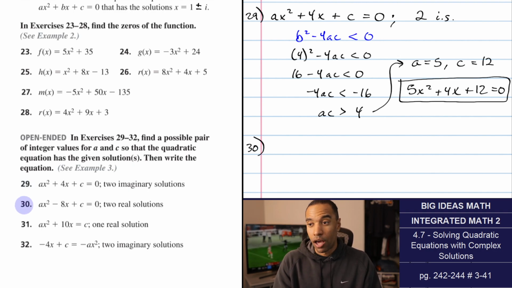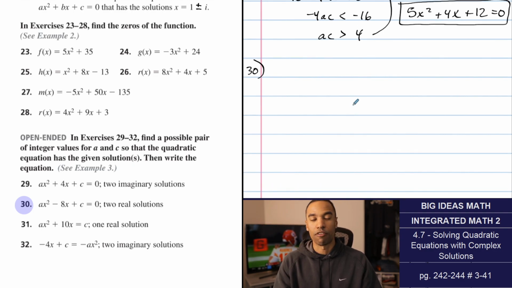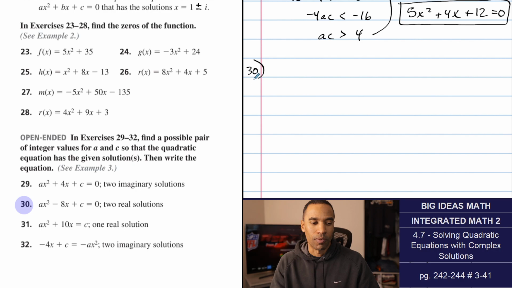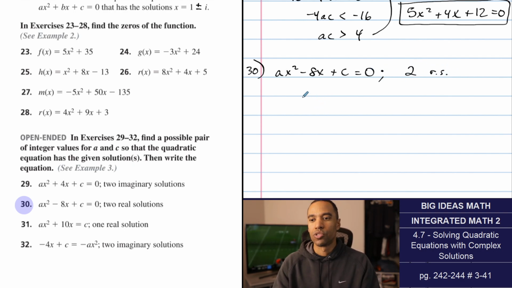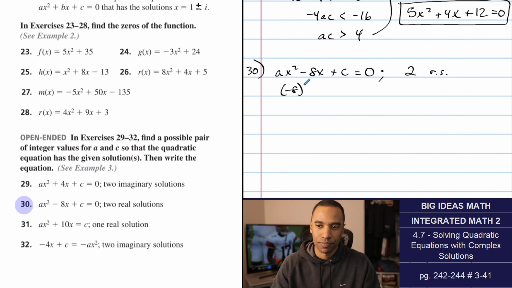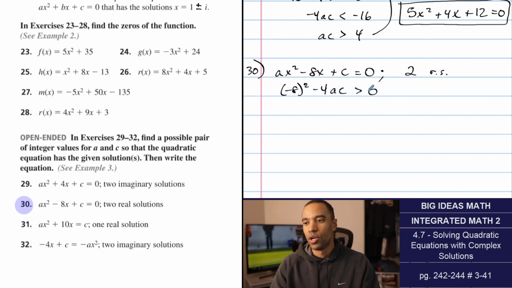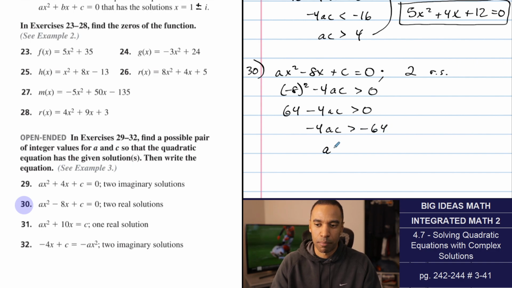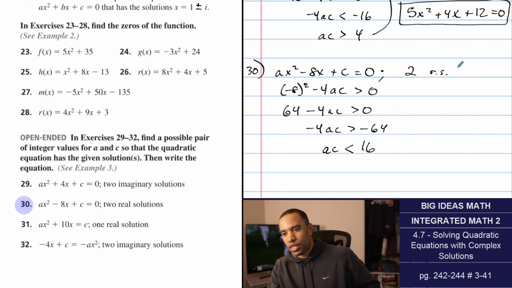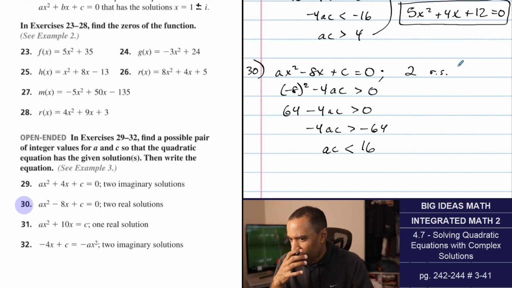Number 30. And there are other little tips and tricks that I'm well aware of, and I'm sure that this discriminant stuff will help you recognize what that is when we do these more. But ax squared minus 8x plus c equals 0. We want 2 real solutions. So this time our b squared minus 4ac has to be greater than 0 in this case, right? We want positive ones for real solutions, so 64 minus 4ac. Let's subtract 64 and divide everything by negative 4, and ac has to be less than, this time, 16. Is that right? Yeah.